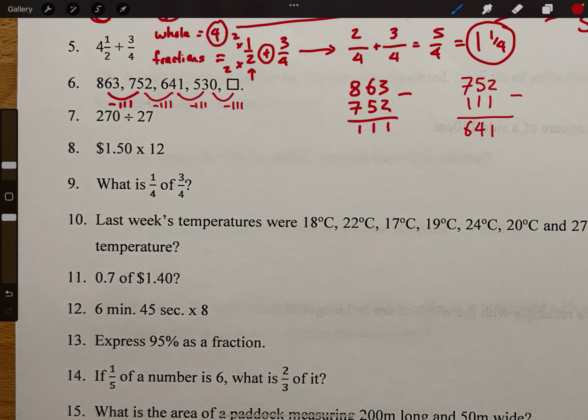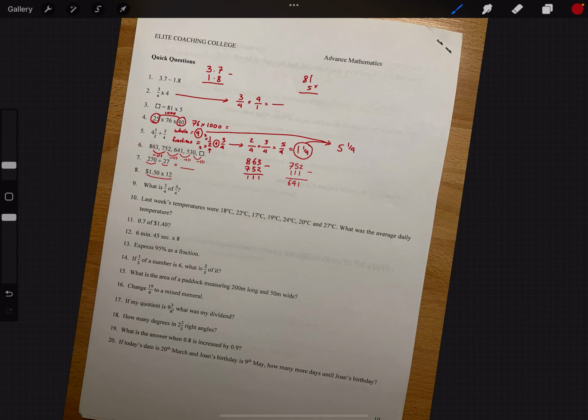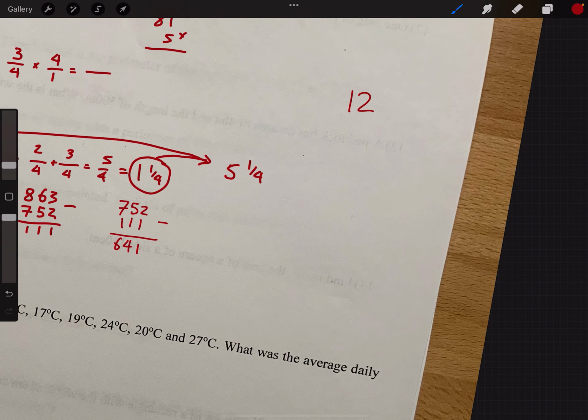Now question 7. 270 divided by 27. That's an easy one, I think. 270 looks like it's how many times larger than 27, and then you get the answer there. Now the next one, question 8, says 12 times $1.50. One way you can do this is we're going to write that here. So 12 times $1.50.